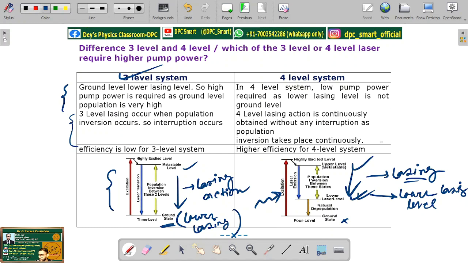But in case of a 4 level laser, as the lower lasing level is not the ground state level, automatically population inversion will be maintained when we pump once. So in case of a 4 level laser, continuous, non-interrupted population inversion can be achieved, whereas in case of a 3 level laser there will be interruption of population inversion.